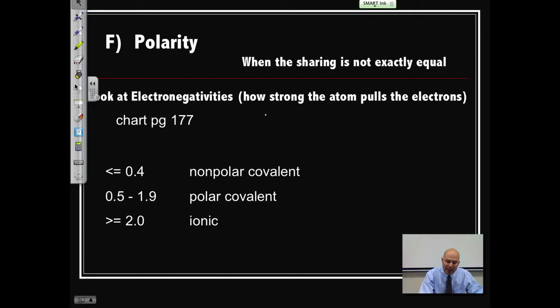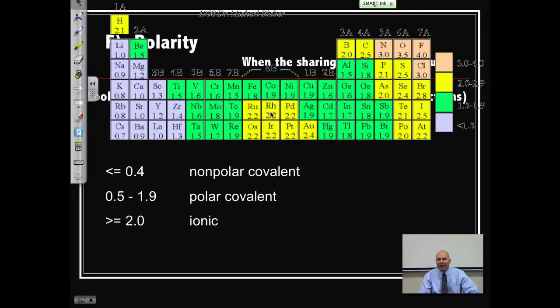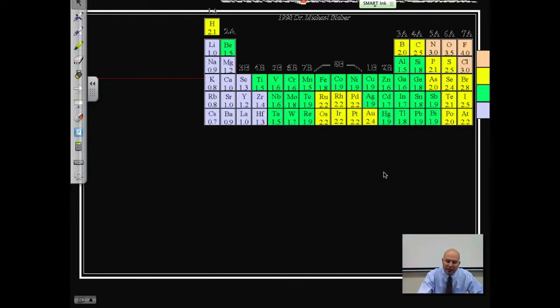Okay? Here's a list of electronegativities. You certainly don't have to know these. I don't know them all, but use the 177 in your book or use the internet for these different electronegativities. I'm going to show you how we can do this again here on another example.